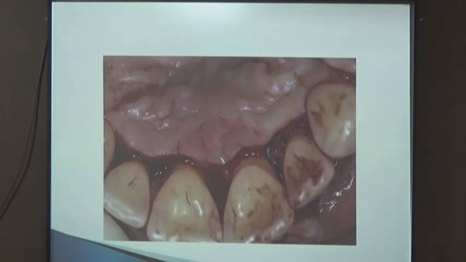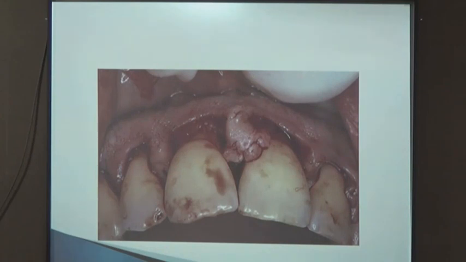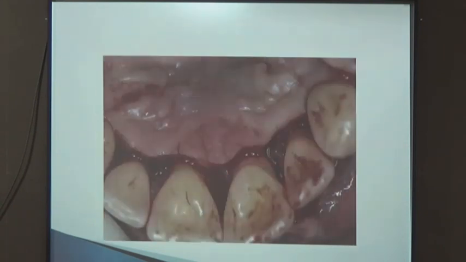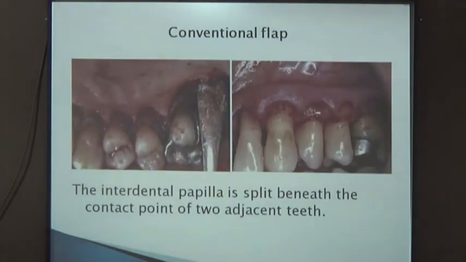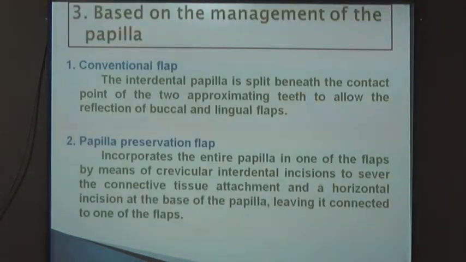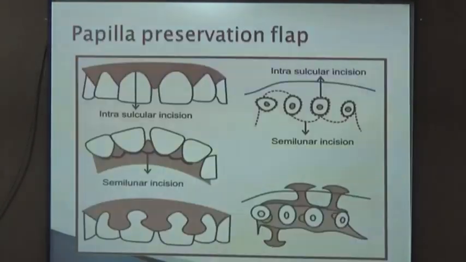Do you understand? This one, which was here, has gone to the labial side. Do you see? The palatal suture, because we did nothing on the buccal side, right? Okay. So now we have understood. See what we have said: clavicular interdental to sever the connective tissue attachment and horizontal incision at the base of the papilla. Remember that and see the picture now, you will understand.